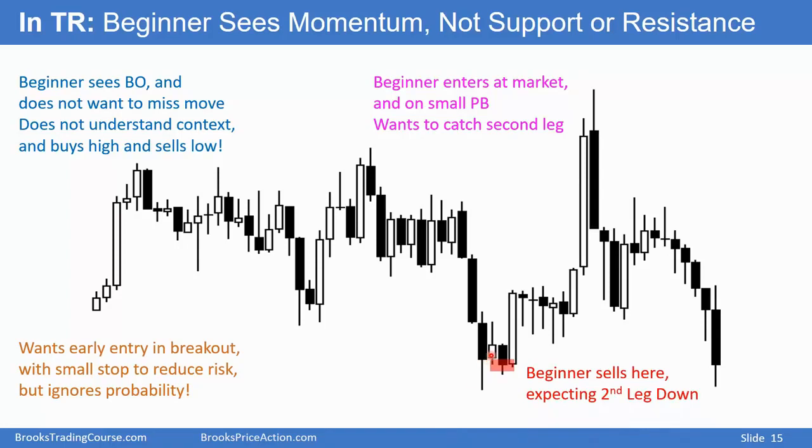The beginner sells this little pullback, thinking it's a bear flag, expecting a second leg down, and this is the entire second leg, just a little bit down, does not even go below the prior low. The beginner buys this very strong bull close, or maybe he'll buy here, hoping for a second leg up, thinking that this is so strong, the market certainly has to have higher prices.